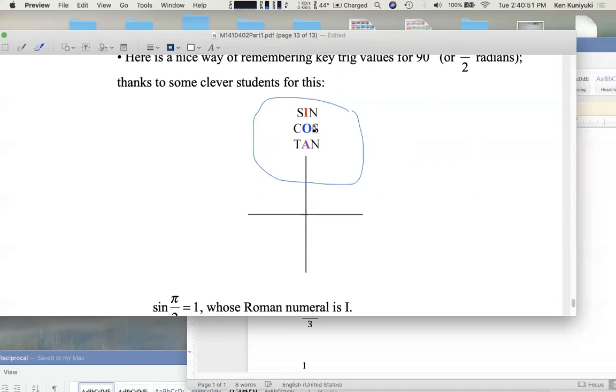Sine of 90 degrees is 1. I is the Roman numeral for 1. Cosine of 90 degrees is 0. The O here looks like a 0. Tangent of 90 degrees. Why an A there?